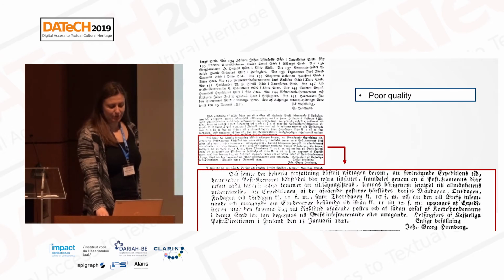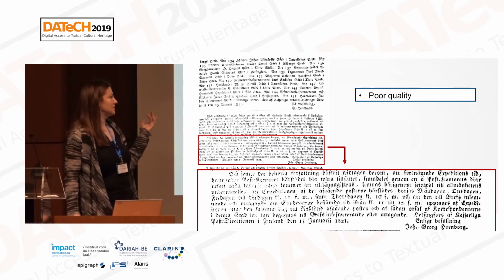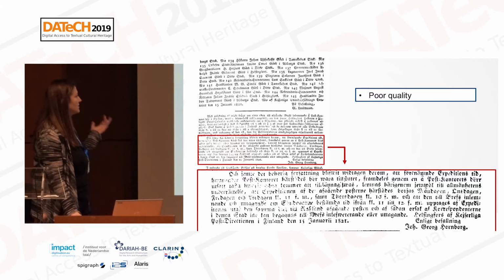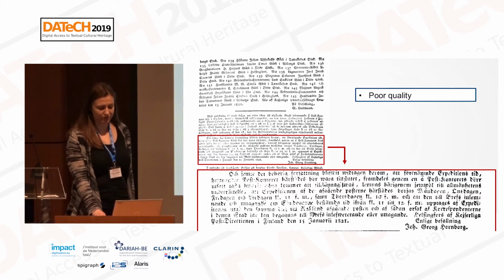And of course, there is a problem of poor quality. In this example, this is a binarized image, so we lost some data with binarization, which is maybe not the optimal way to approach this if the scanned images are poor. Maybe it would be better to use grayscale in this case.